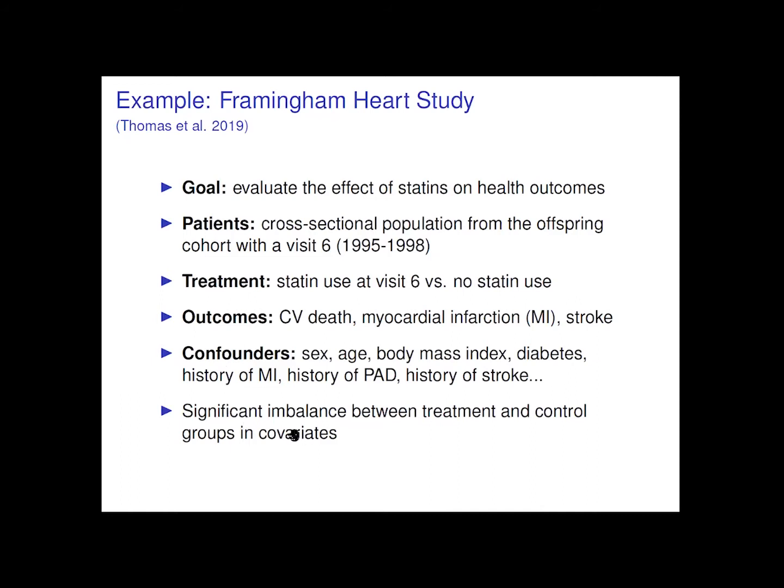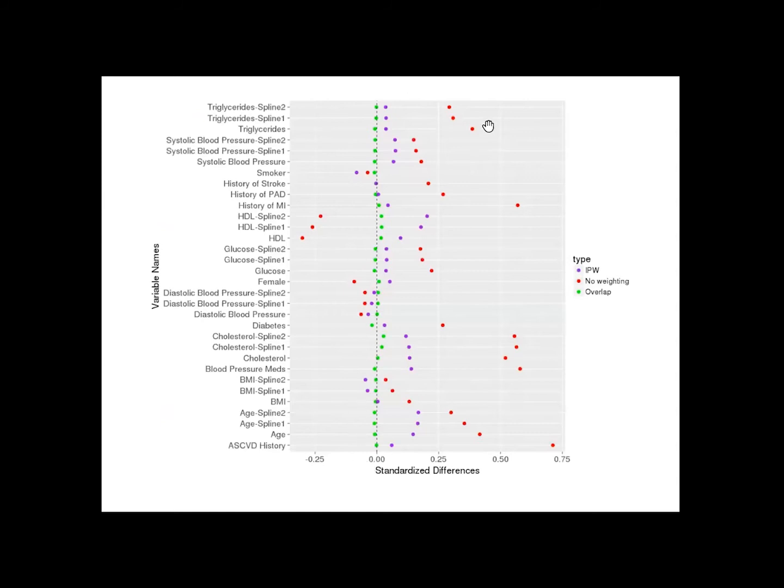If you look at the data, there's significant imbalance between the treatment group and control group. This is a graph to show how balanced things are. Each row in this graph is a covariate: age, HDL, diabetes. Let's look at the red dots. For each covariate, I calculate a standardized mean difference. The bigger this value is away from 0, the more severe the imbalance.